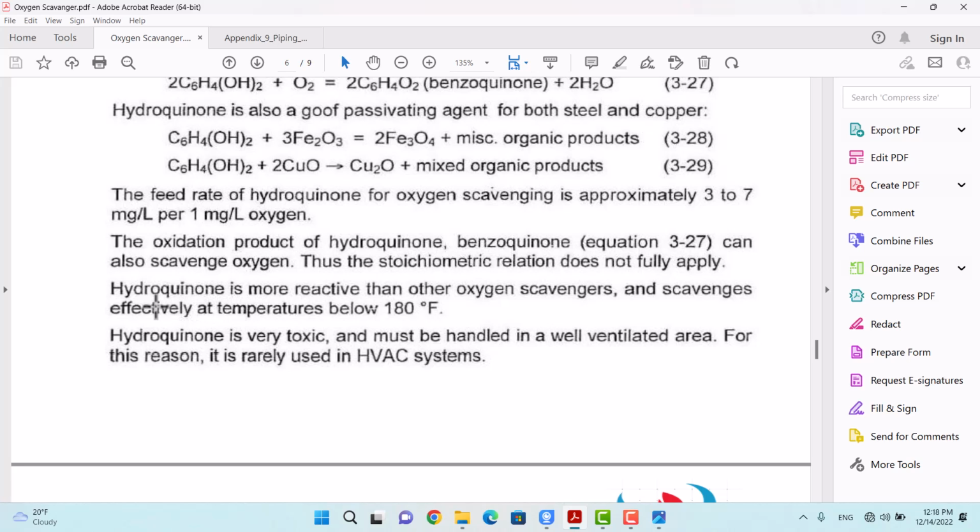Hydroquinone is more reactive than other oxygen scavengers and scavenges effectively at temperatures below 180 Fahrenheit. Remember, for other oxygen scavengers, the temperature should be high enough for the reaction to proceed. Hydroquinone is very toxic and must be handled in a well-ventilated area. For this reason, it is rarely used in HVAC systems.